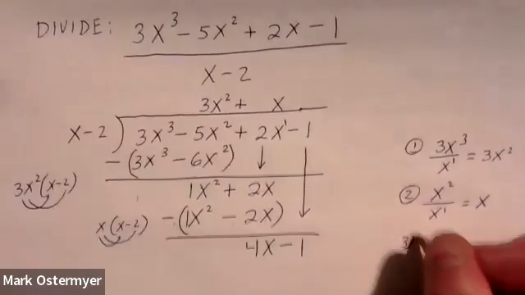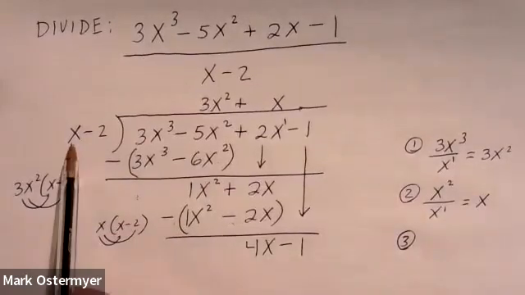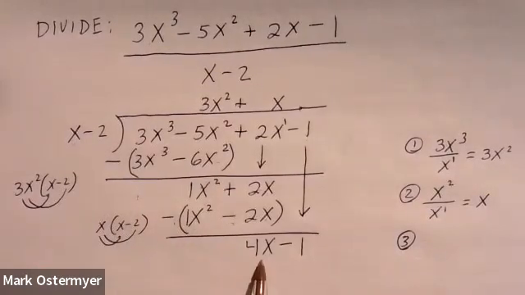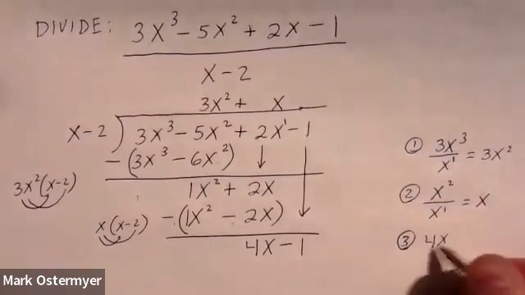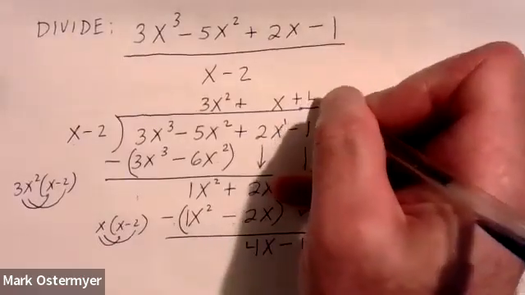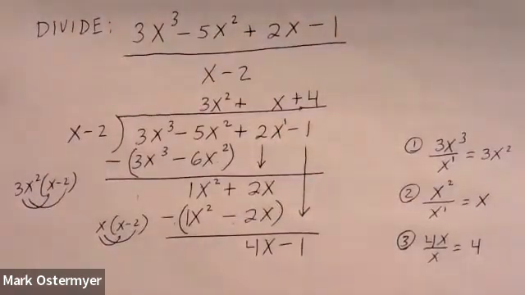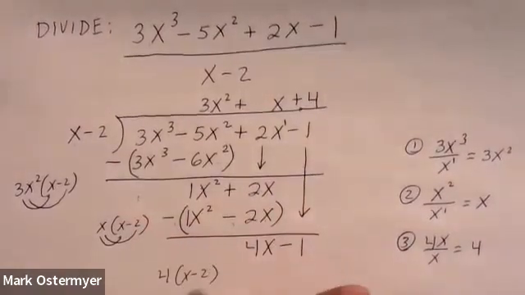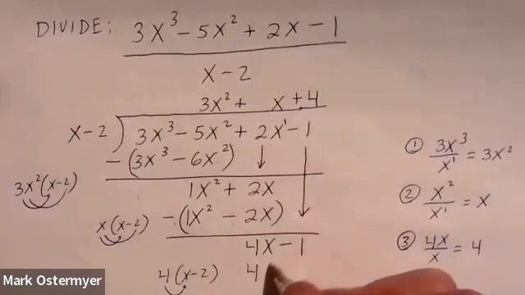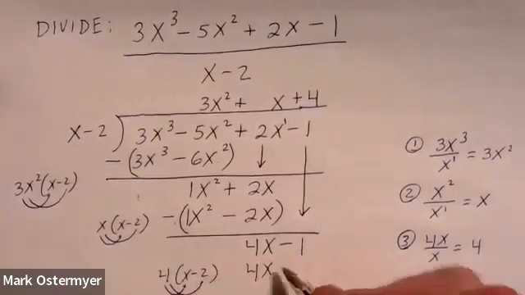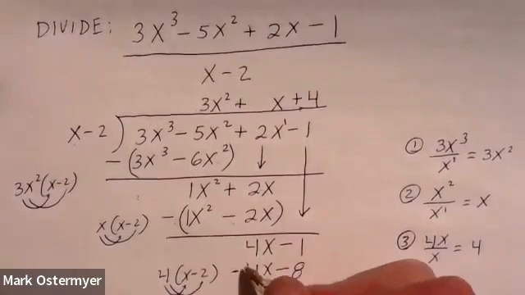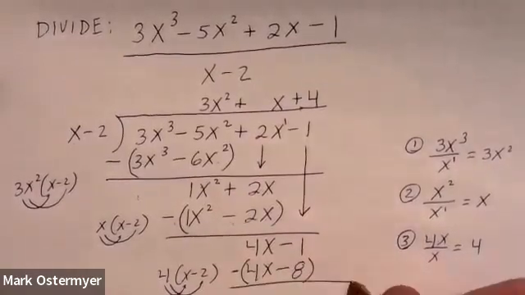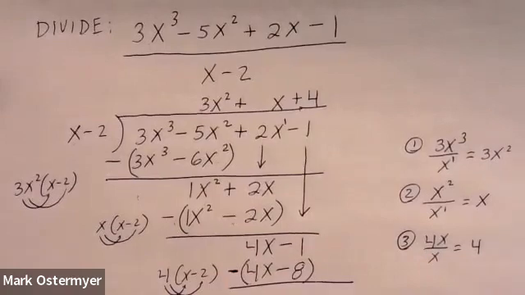Better. We got one more round now. This is round 3. We ask ourselves, how many times does this x divide into 4x? 4 times. Plus 4 becomes the next term in our quotient up here. Take the 4, multiply it by the divisor. 4 times x is 4x. 4 times a -2 is a -8. Subtract off the whole polynomial. Subtract the whole thing off.